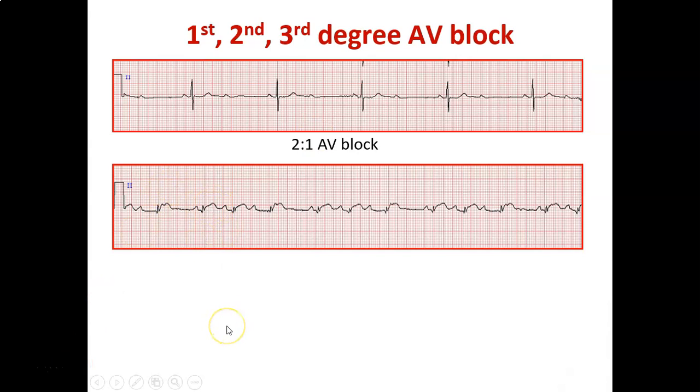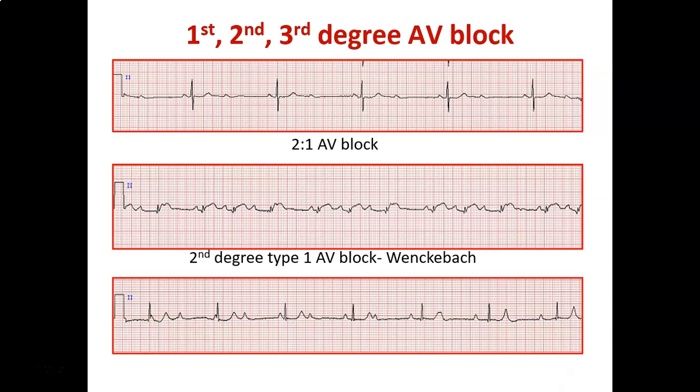Look at this one. Apply the 5 steps again. So this is your second degree type 1 AV block or Wenckebach phenomenon. You see the gradual lengthening of the PR interval till the P wave is not followed by the QRS complex.